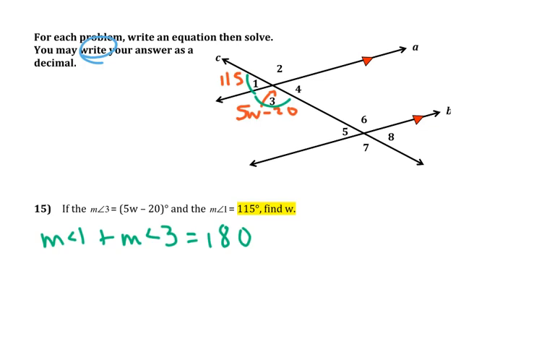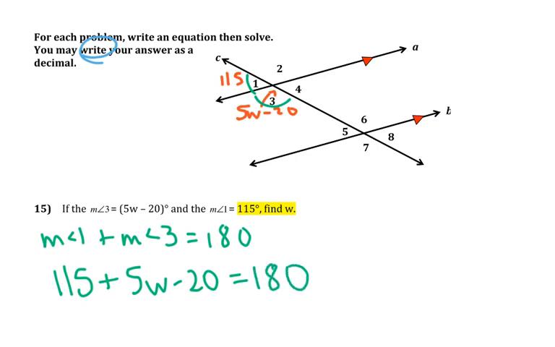So what we can do is substitute. Instead of the measure of angle 1, I can write 115, and instead of the measure of angle 3, I can write 5w minus 20. Now I have a multi-step equation to solve. So look for like terms. 115 minus 20, they're both constants, so I can put them together. 115 minus 20 is 95, so 95 plus 5w equals 180.